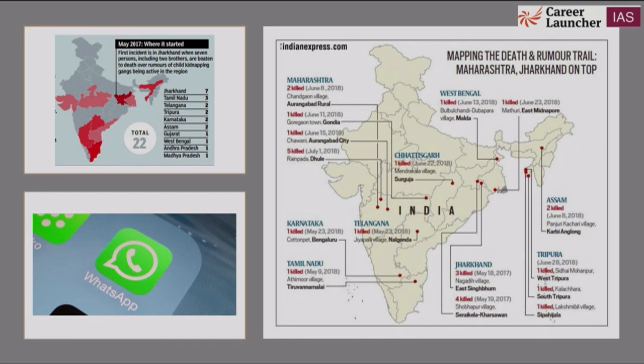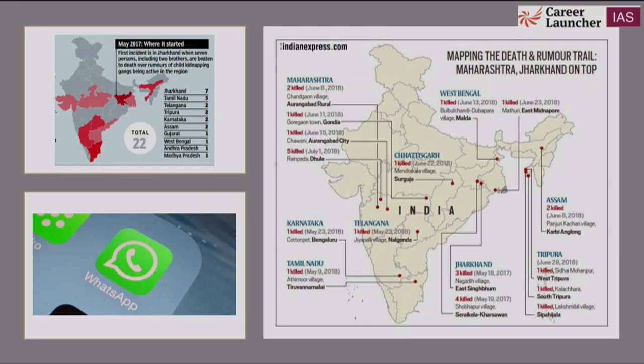So May 2017 was the first point from where the lynching began on the basis of suspicion that this group of people, or these two people, or this person is a child kidnapper. From Jharkhand, and then moving on to 2018, every state perhaps, that is Maharashtra, Karnataka, Telangana, Tamil Nadu, Chhattisgarh, Jharkhand, Tripura, Assam, West Bengal, they all have seen the worst examples of lynching or mob violence in our country.